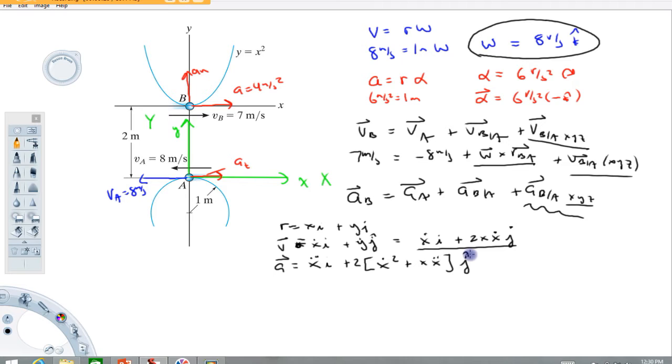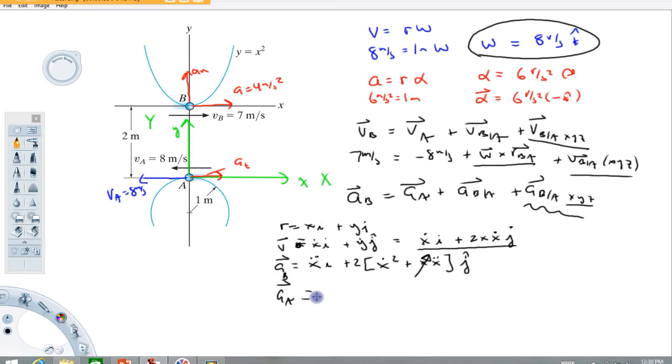Now, the good news here is that this is at x equals 0, so this term will be gone. And you'll have x double dot i, there's your 4 meters per second squared in the plus i direction, plus 2x dot squared, which will give you the j component. There's the centripetal acceleration of this animal. Okay, this is acceleration of b.